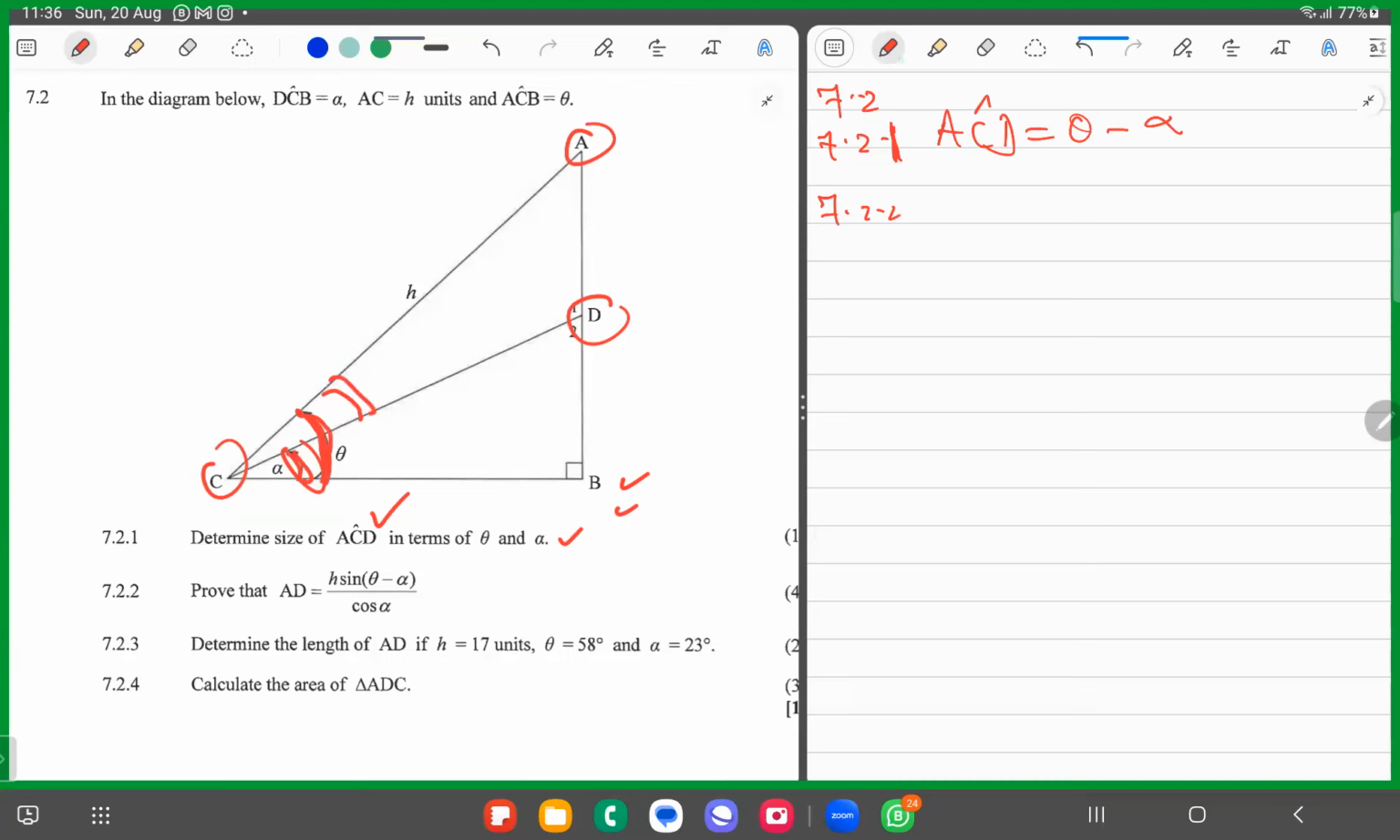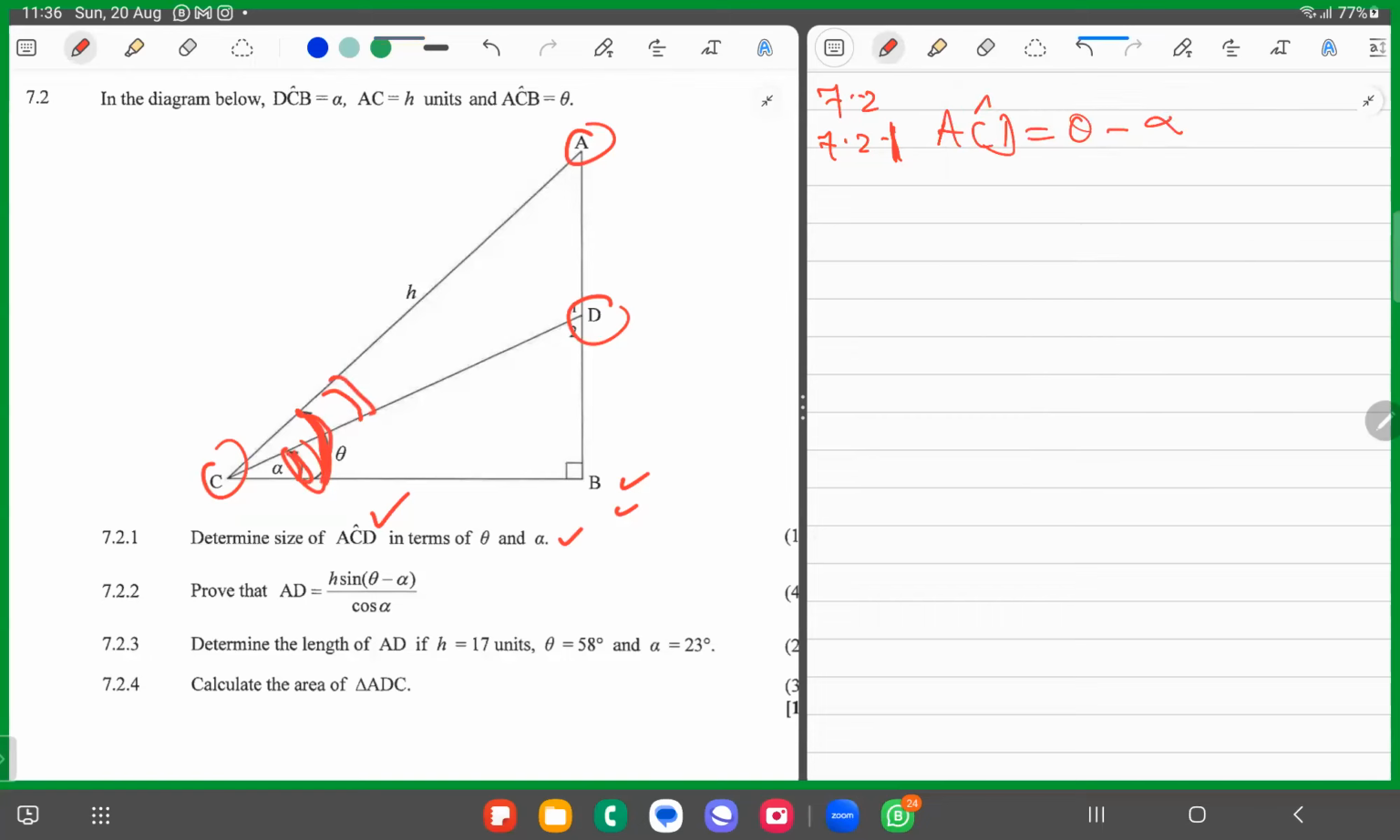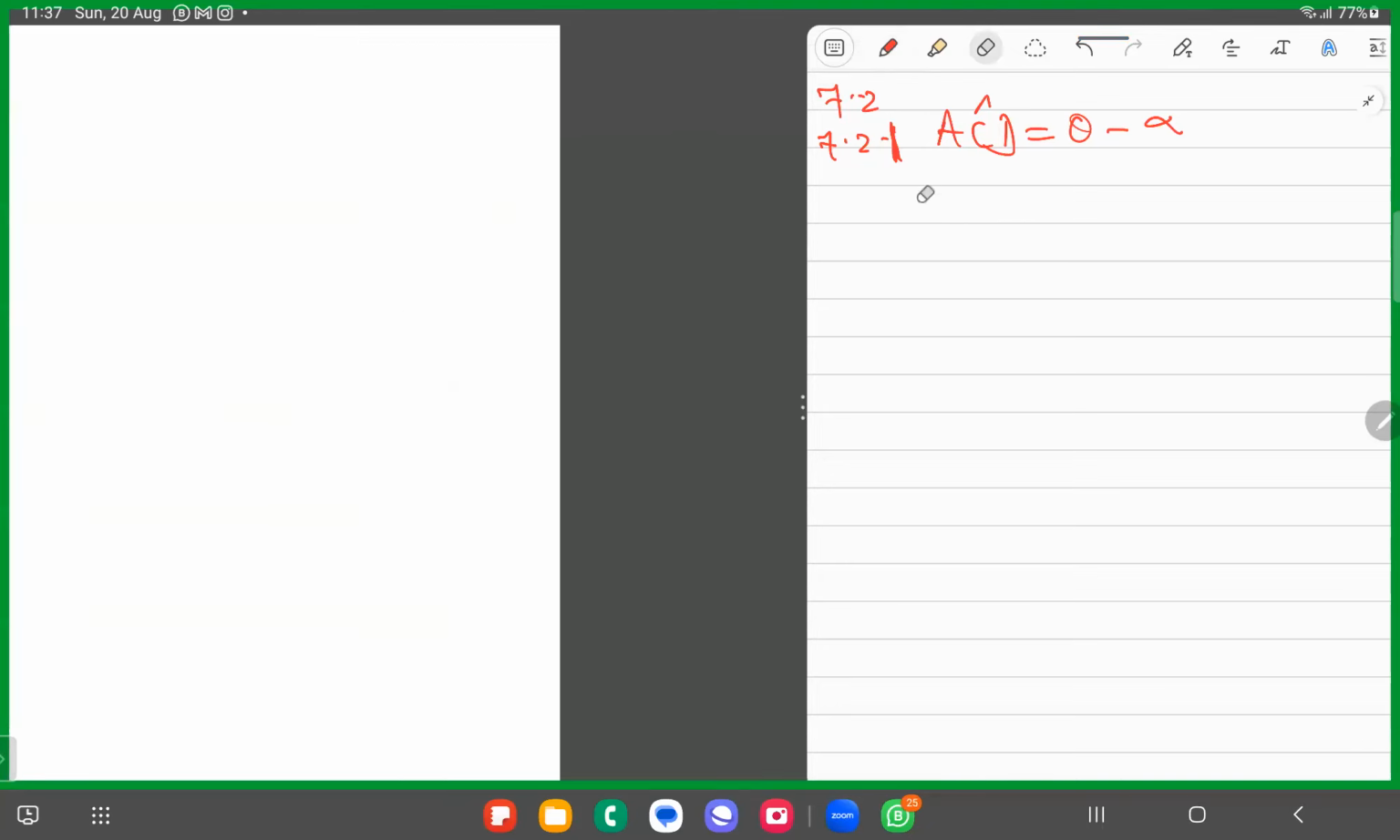Another way to do this, another student can say, at this point, you can say angle alpha in the diagram. Look at the diagram very carefully. Angle alpha, or we can start by saying angle theta. You can start by saying angle theta.